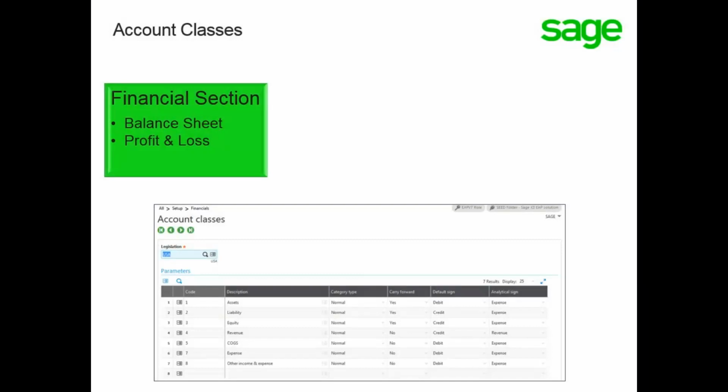Account classes are assigned to accounts to determine if they are balance sheet accounts or profit and loss accounts, also known as income accounts. For example, in the United States, assets and liabilities are balance sheet accounts and revenue and expense are profit and loss accounts.